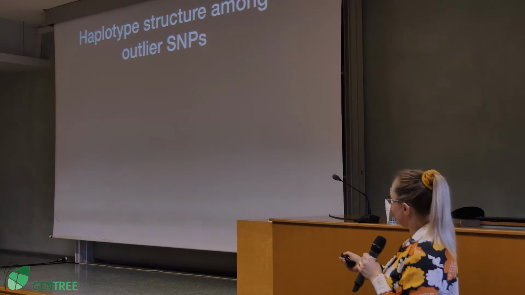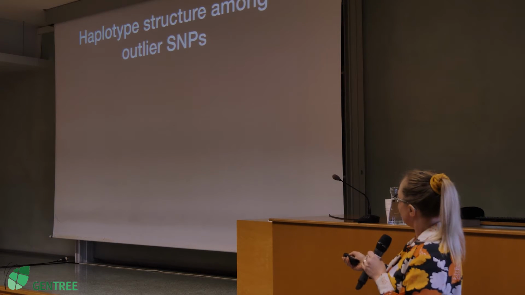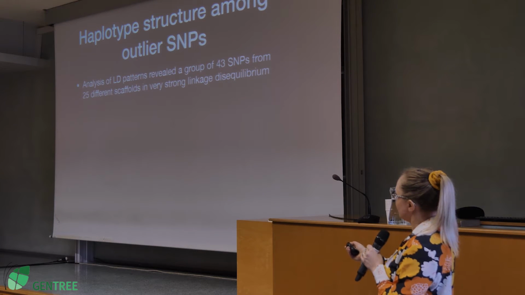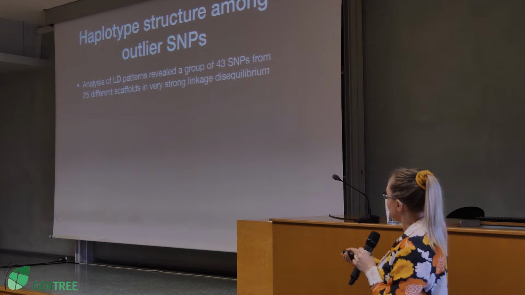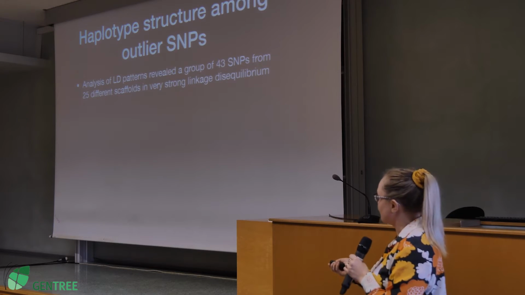But when we started to look into this SNP in more detail, we found out that there were actually 43 other SNPs that were in very high correlation and had very high linkage disequilibrium with that outlier SNP. And they were distributed across 25 different scaffolds. This caught our attention because we know that such strong linkage disequilibrium is very rare in this genome.